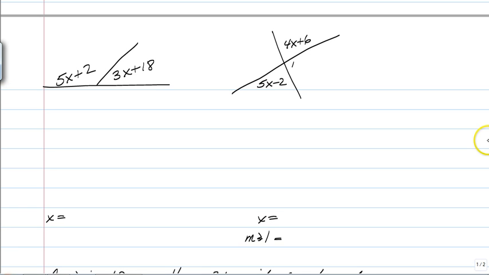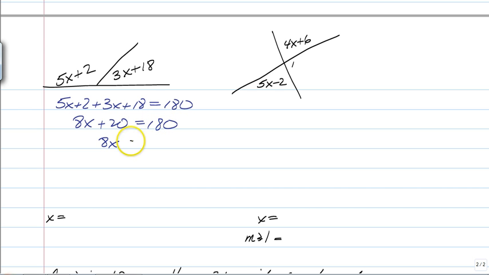Here are some angle pairs with algebra. The first one, you can see we have a linear pair. A linear pair are two angles that add up to 180 degrees. So for that, all you have to do is 5x plus 2 plus 3x plus 18 is equal to 180 degrees. 8x plus 20 equals 180. 8x is equal to 160, so x is equal to 20.